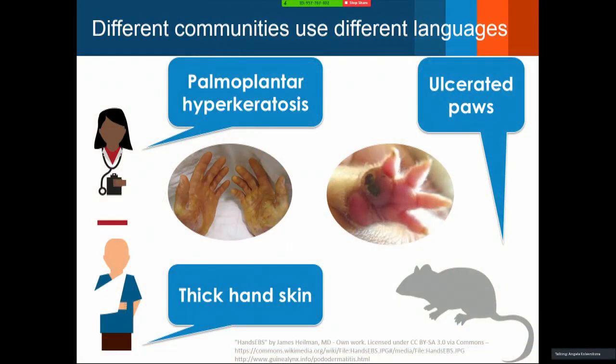So, one of the reasons, and this is just one of many, but the one that we're really trying to tackle is that the different communities use different language to describe phenotypic features. So here we have a clinician that might describe a phenotypic feature in a patient as palmoplantar hyperkeratosis, where the patient might go to their clinician and say, I have this really weird, thick hand skin. And a mouse biologist who might see a similar phenotype would say that the mouse has ulcerated paws. So how in the world are we going to actually reconcile these very similar phenotypes across these different communities?